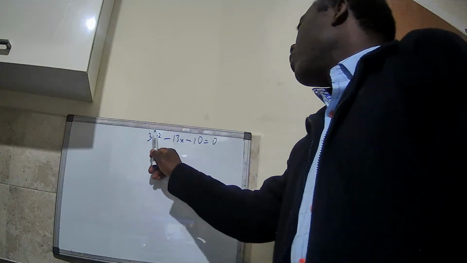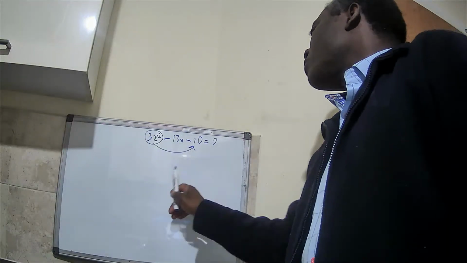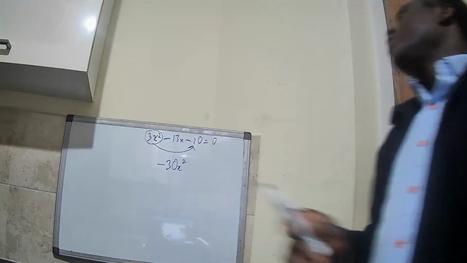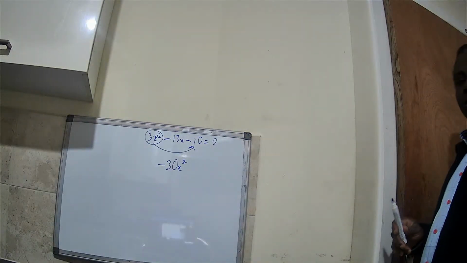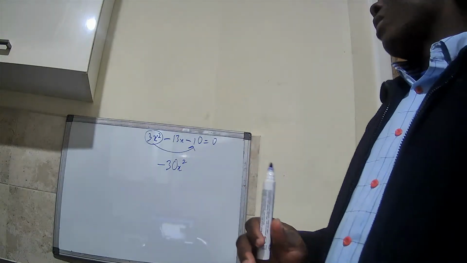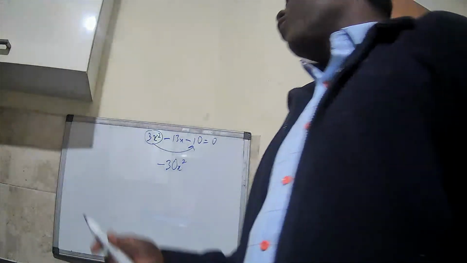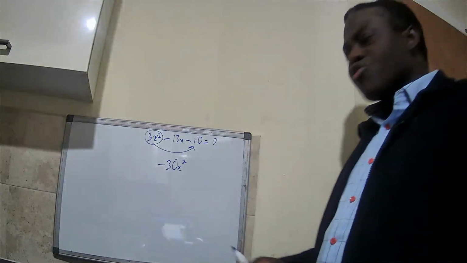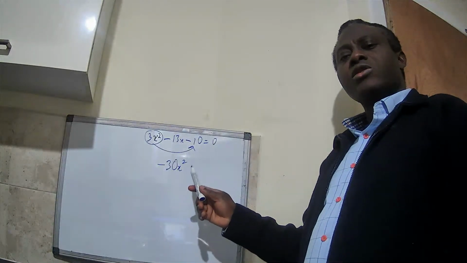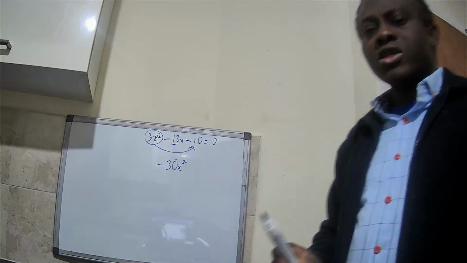The first thing we'll do is multiply the 3x squared by the minus 10. You will arrive at minus 30x squared. Then you look for two numbers such that when you multiply them, you get 30, and when you add or subtract, you get minus 13. Let us try. Of course, you may want to try 5x times 6. It will be 30, but 5 plus 6 is 11, and you're supposed to get the middle number, which is minus 13.